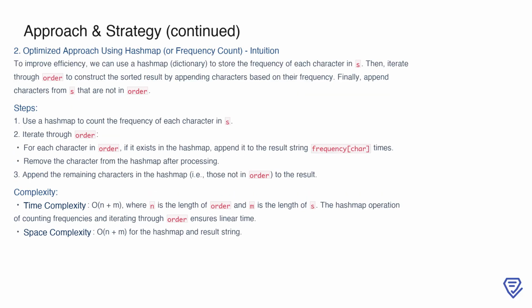To address the inefficiencies of the brute force approach, we can optimize the process by using a hash map to store the frequency of each character in s. By pre-computing these frequencies, we can directly construct the result string in a much more efficient manner.